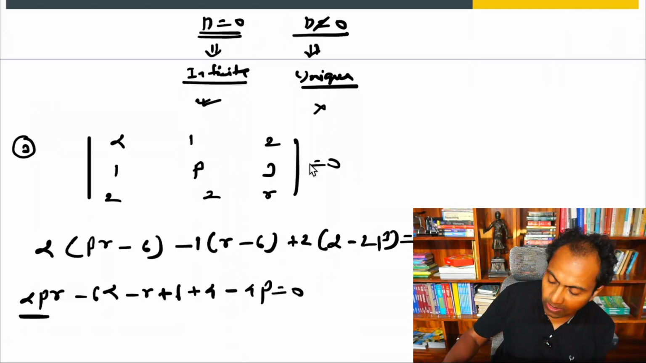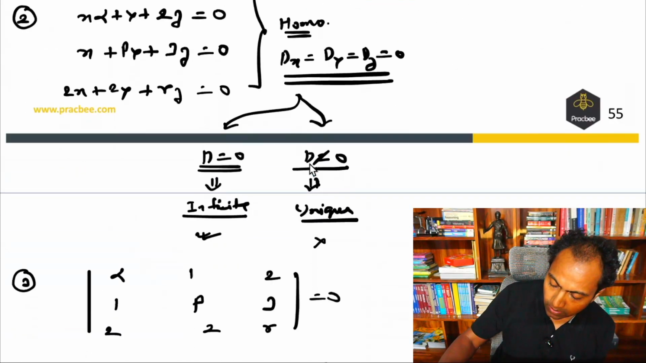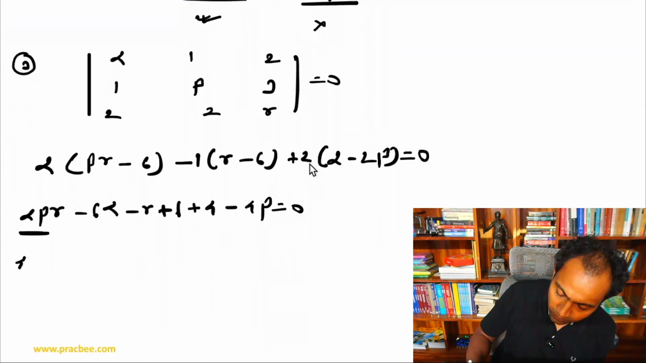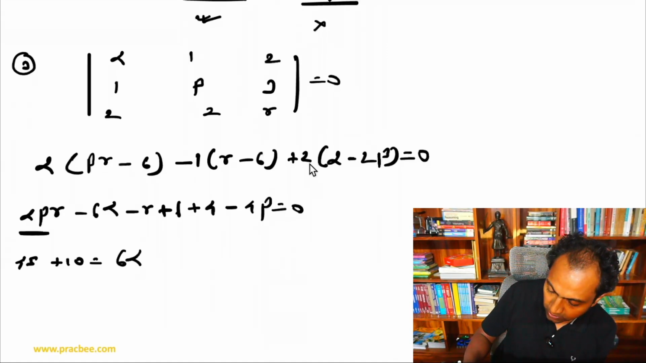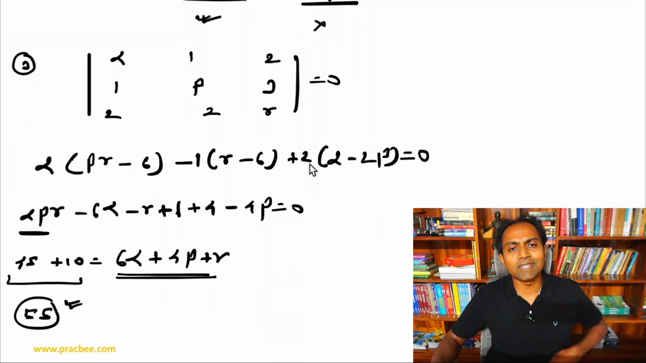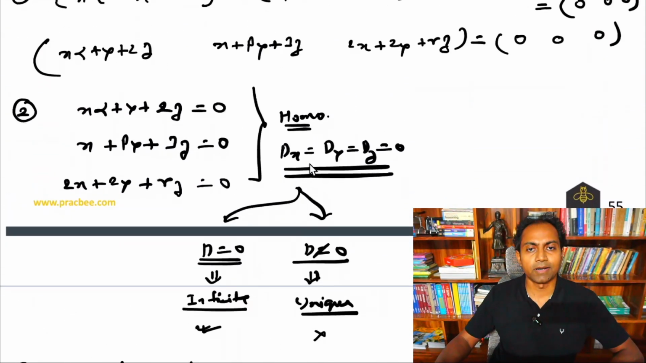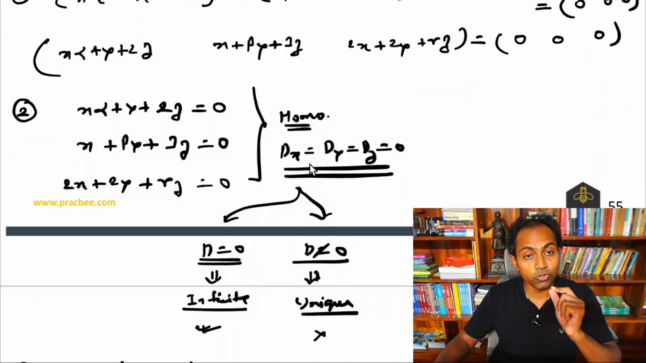Now the alpha beta gamma value was given in the question, that is nothing but 45. So if I put this as 45, 10 will remain here, and the rest of the terms we can take on the other side. So 6 alpha plus 4 beta plus gamma, the value we will get from here, and you can see that it comes out to be 55. Now we can see that in this question it was critical to understand this homogeneous equation part, and this is a very important concept that you should know.